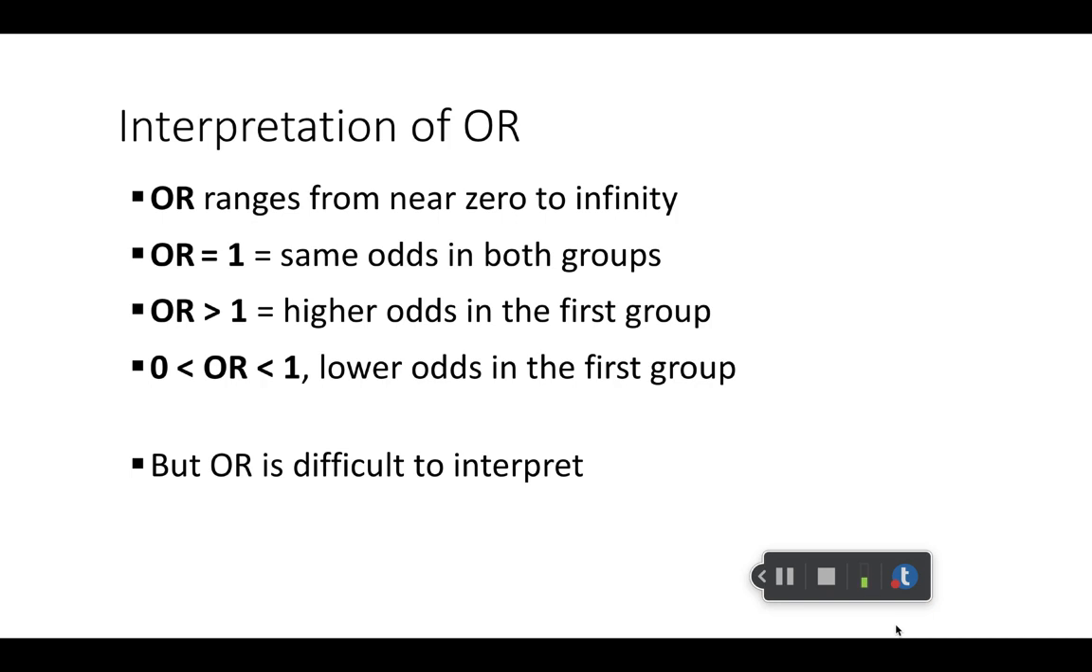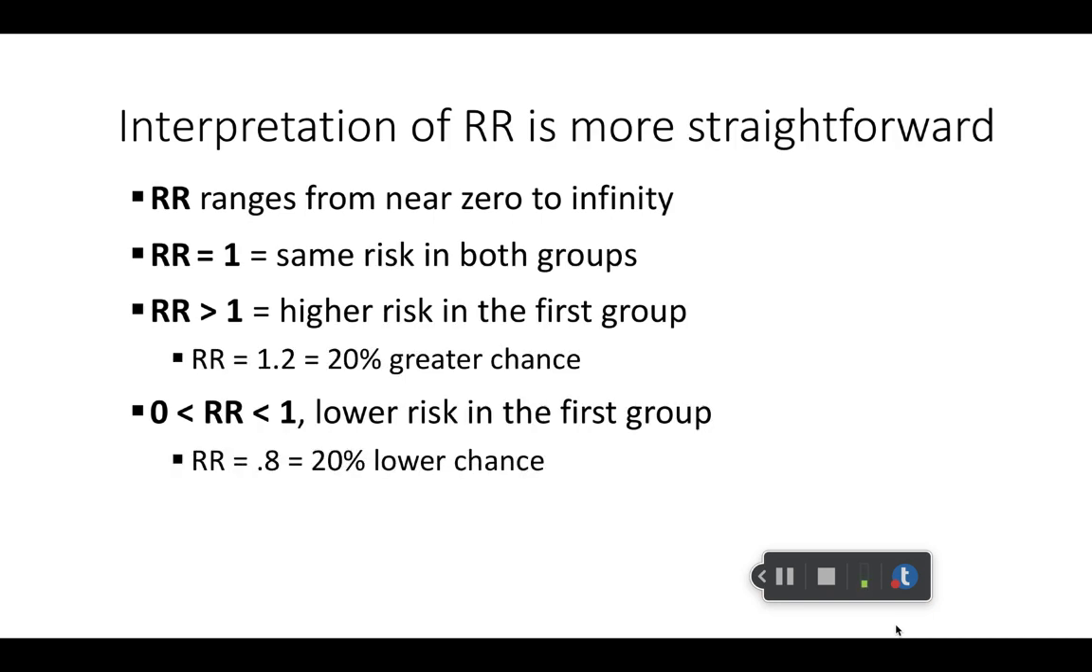This is difficult to interpret because it doesn't map directly onto the probability that something will happen. The risk ratio does that, and so it's more straightforward. The risk ratio also ranges from near zero to infinity, and as with the odds ratio, a risk ratio of 1 means that the risk is the same, identical in both groups. A risk ratio greater than 1 also means that there's a higher risk of the event in the first group. But again, this was easier to interpret. So a risk ratio of 1.2 means there's a 20% greater chance of that event in the first group.